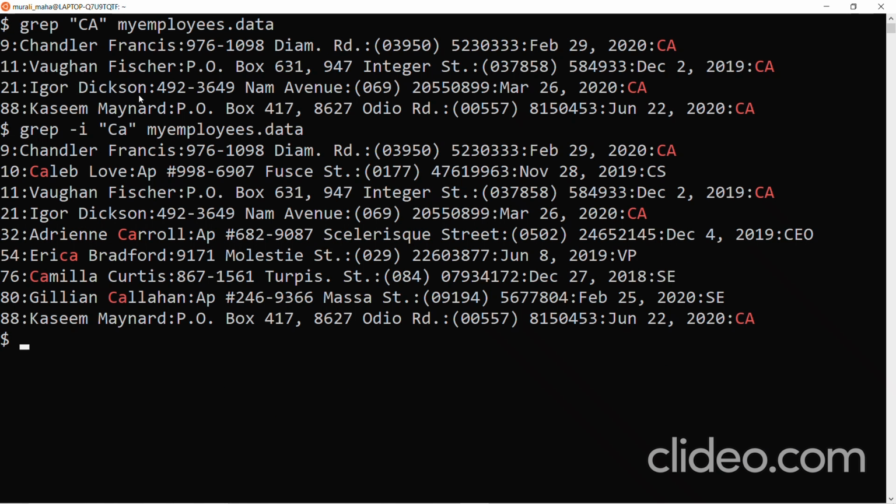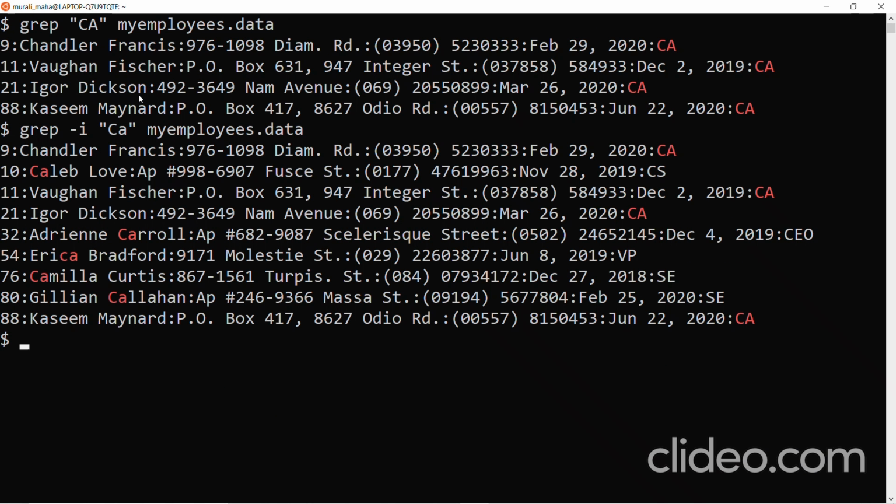See, in the Salab Love record, that employee's designation is not CA, but still it displays. Why? That name Salab contains CA. Similarly, see employee number 32, 54, 76, 80. All these employees, their designation is not CA, but still it displays. We have a workaround for that, but we will learn about that when we learn about regular expressions. With the help of regular expressions, we should be able to do the workaround.